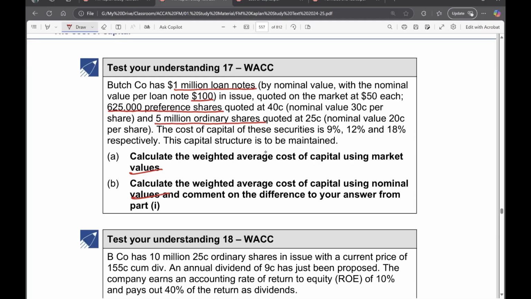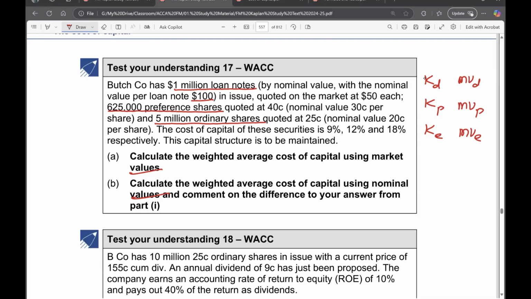So what we have to do, we have to find six things here. First of all, we need to find the cost of debt, the cost of preference shares, the cost of equity, and the market value of debt, the market value of preference shares, and the market value of equity. So we have to find these six things, then we will be able to find our WACC. Okay, so how we will solve it in Excel? Let's try this in Excel sheet.